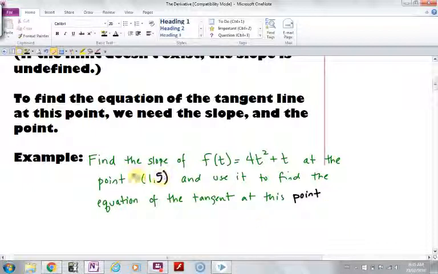And so what most of you tried to do is find the slope at x equals 1, and some of you were successful and some of you weren't. And then only about 2 or 3 of you actually went on to find the equation of the tangent at this point. I should say probably 4 or 5 of you went on to find the equation of the tangent at this point, or tried to.